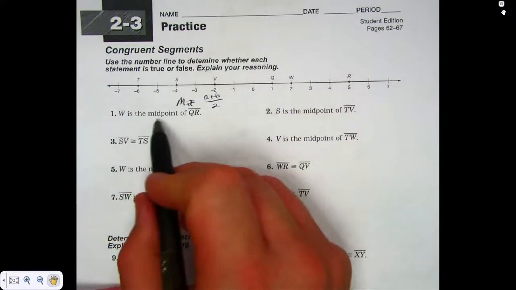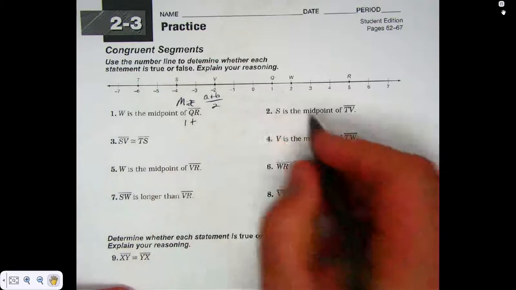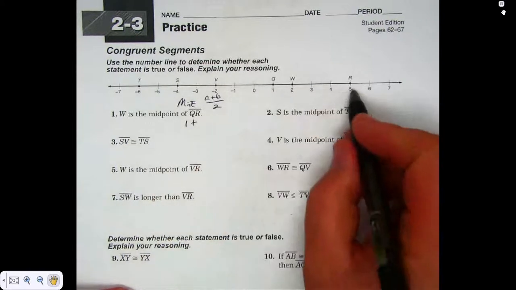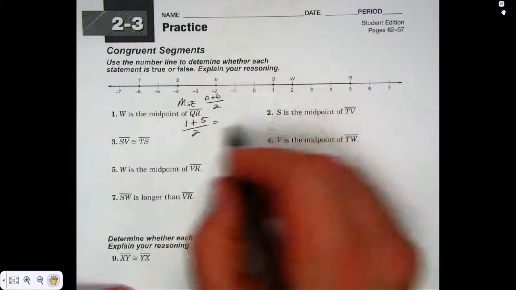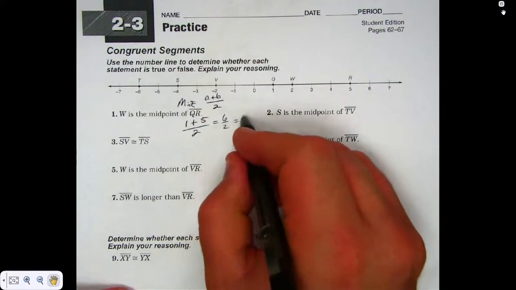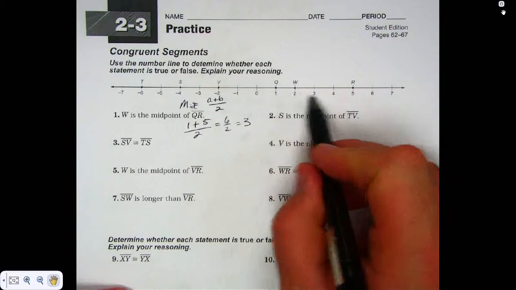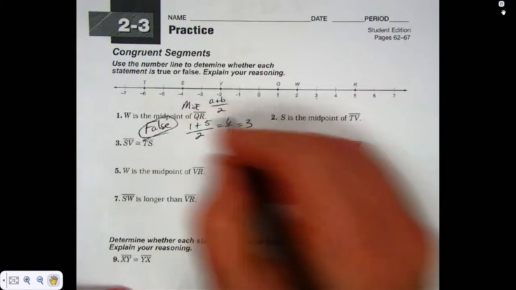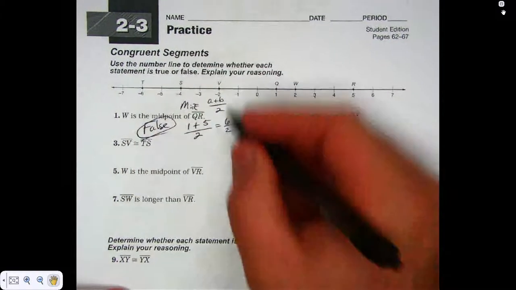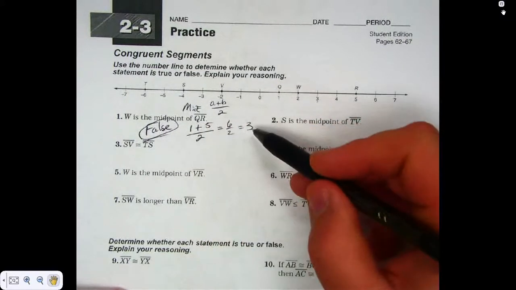So, the midpoint of QR, well, the coordinates of Q is what? 1 plus, what's the coordinates of R? 5. And then divide by 2. 6 divided by 2, the midpoint is what? So, is W on the midpoint? So that's what? False. And we did explain our reasoning right here, didn't we? By saying the midpoint should have been what?